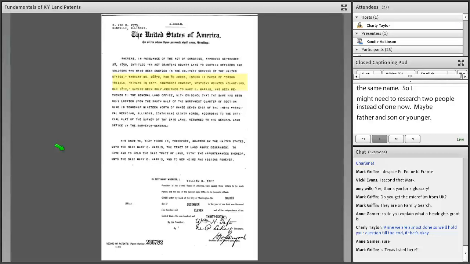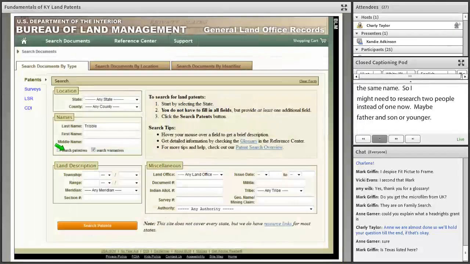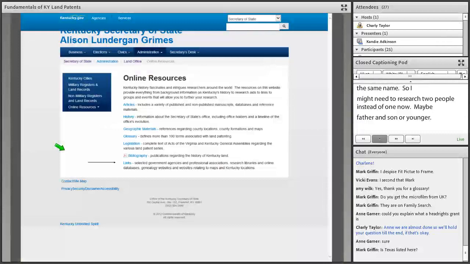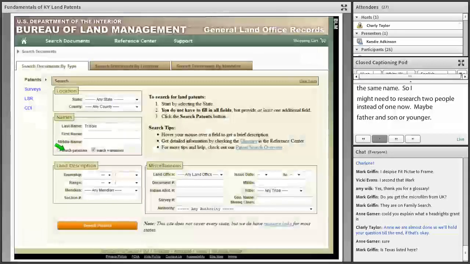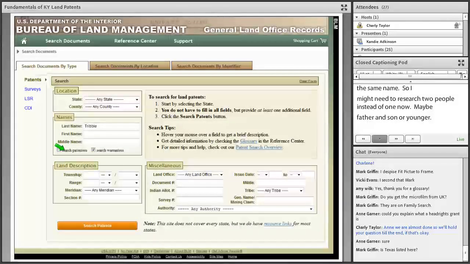Is Texas listed here? That's a question. Is Texas listed? Yeah, I think they do have some land patents on there. I know they do Oklahoma. I think Texas does have. Good question. You would just limit your search on the online resources on that page. Bear with me here. On the state here, you would use your state field and just enter in Texas. They have a drop box, so you can identify the boxes there.